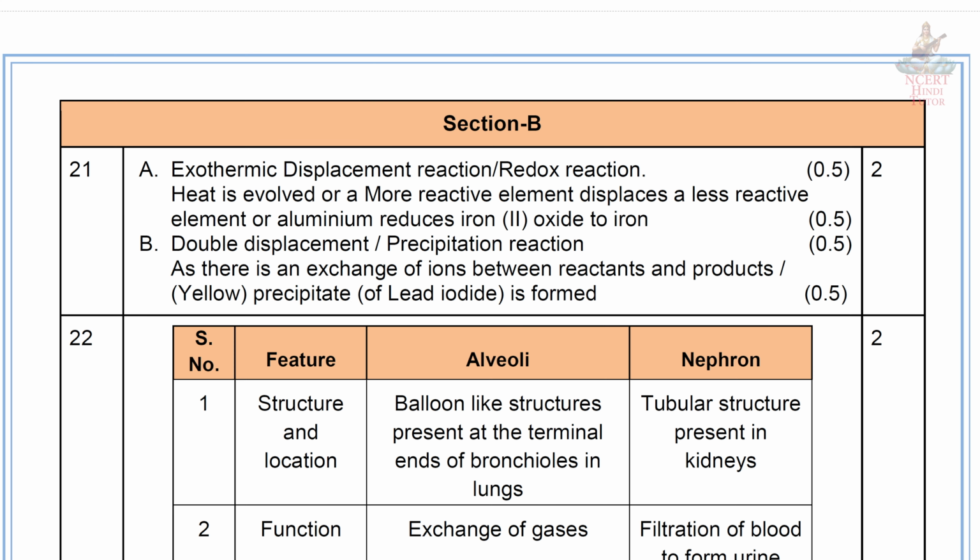Answer A. Exothermic displacement reaction or redox reaction. Heat is evolved, or a more reactive element displaces a less reactive element, or aluminium reduces iron(III) oxide to iron. B. Double displacement reaction or precipitation reaction. As there is an exchange of ions between reactants and products, yellow precipitate of lead iodide is formed.